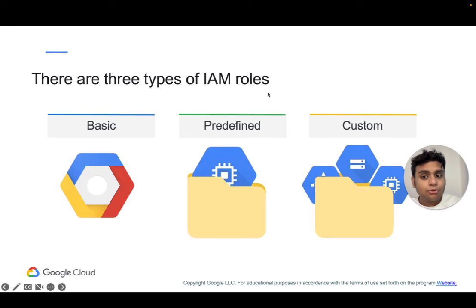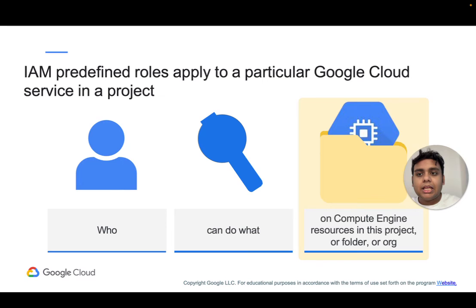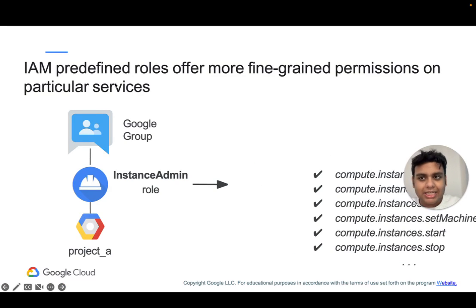And there are 3 types of IAM roles. They're basic, predefined, and custom. And custom gives you a lot more freedom to give those roles out. And IAM predefined roles apply to a particular Google Cloud service in a project. So there's a project, and we'll be seeing one diagram which tells us how the hierarchy of the roles goes. So who can do what on Compute Engine resources in the project or folder organizations. We're now really predefining and giving it a more narrow way of giving those roles out. And the roles can be applied only at the project level and not the folder level. So I hope you understand that.